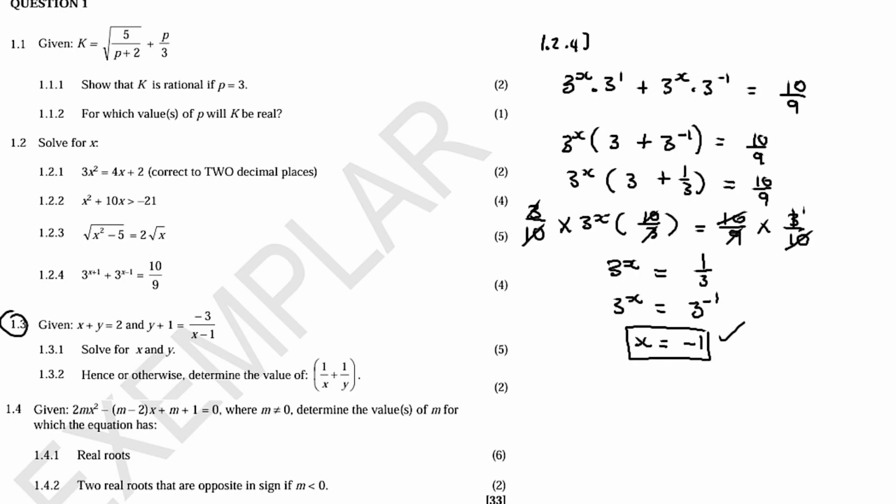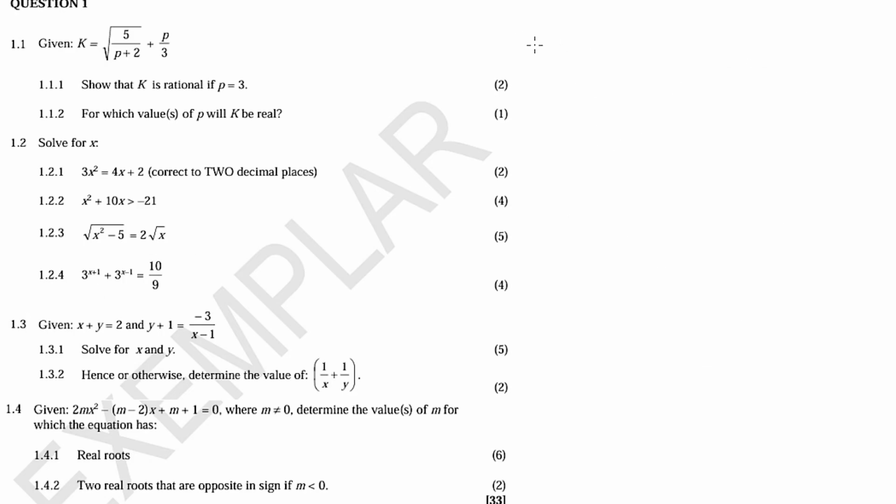1.3 was a simultaneous equation. Okay, so now two equations. We have to solve them simultaneously. Let's call this equation 1. And then y plus 1 equal to negative 3 over x minus 1, equation number 2.